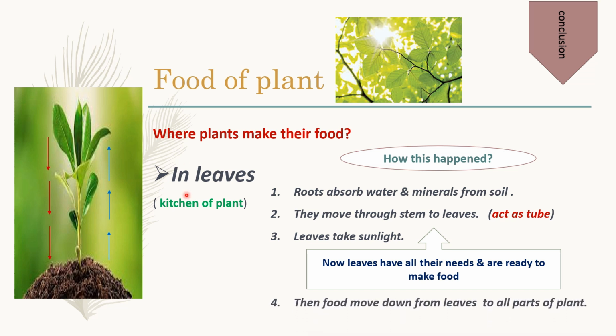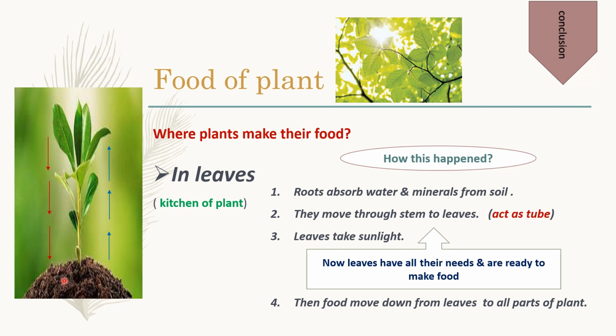After making food, the food moves down from leaves to all the parts of the plant, the stem and the roots, and the other parts need food also. Do you see these red arrows? The red arrows show the food moving from leaves down to the roots. Inside, of course, the stem. The stem also here acts as a tube. So the stem acts as a tube, takes the minerals and water from the soil up to leaves, and then takes the food from the leaves down to the roots.